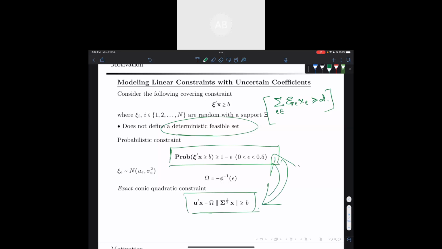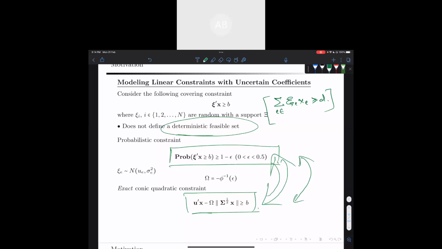Where omega is just your CDF inverse with respect to epsilon. It's not too hard to see. So maybe think of this as an exercise: if you know the CDF and the PDF of a Gaussian distribution, then you can clearly build this relationship, that this probabilistic constraint can be replaced by this exact conic quadratic constraint, or what we also call second order cone constraints.